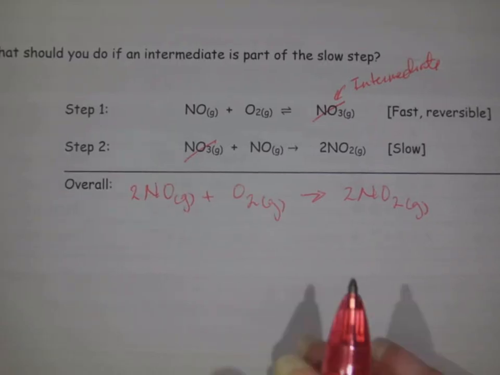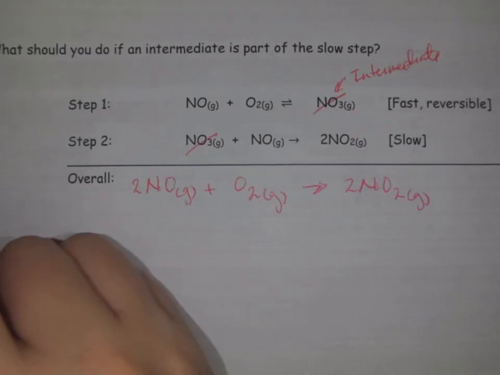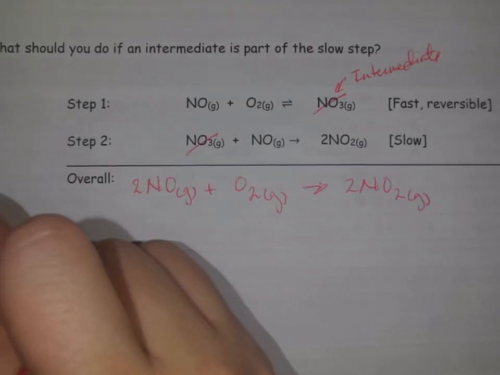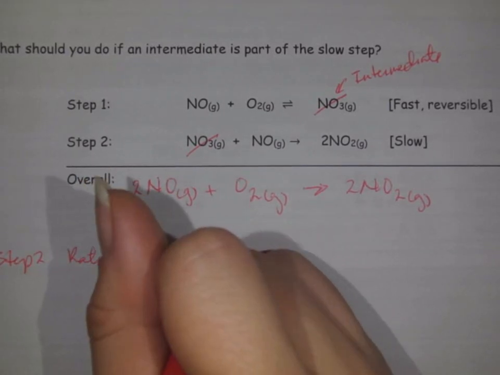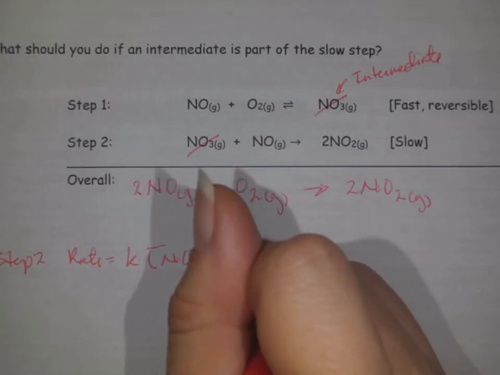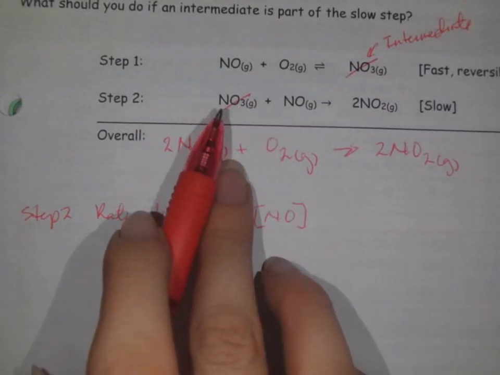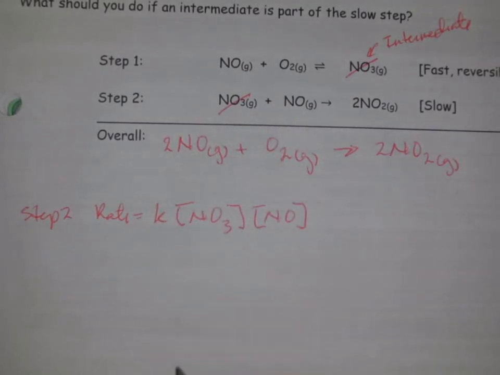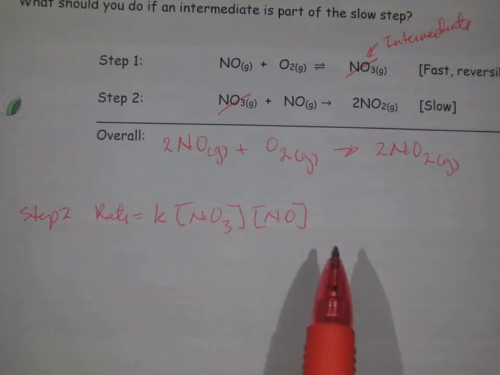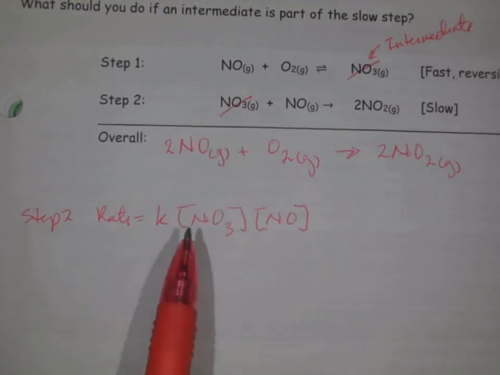the rate law of the slow step. Okay, so for step 2, rate is equal to K, concentration of nitrogen trioxide, concentration of nitrogen monoxide. And I put them raised to the 1 because there's coefficients of 1 in front of there. And so we go, okay, great. Isn't this the slow step, this is the rate of the slow step, so isn't this the overall rate law? And we go, this doesn't work, just like before. This doesn't work because nitrogen trioxide is an intermediate.